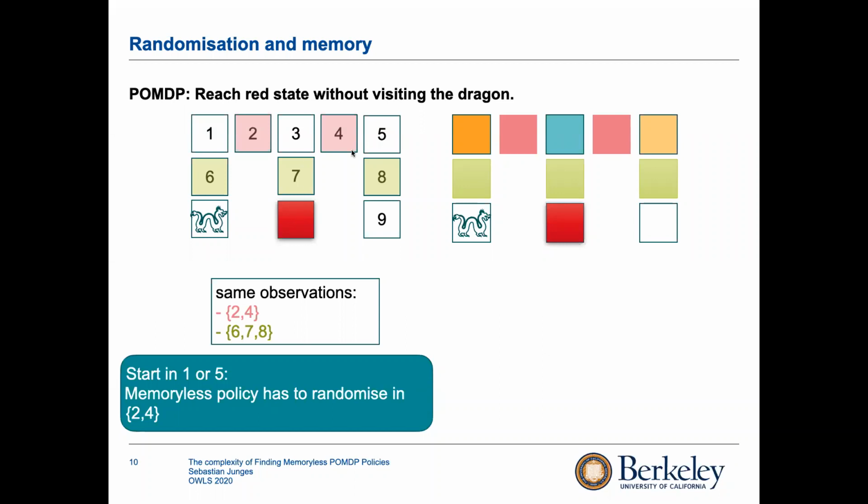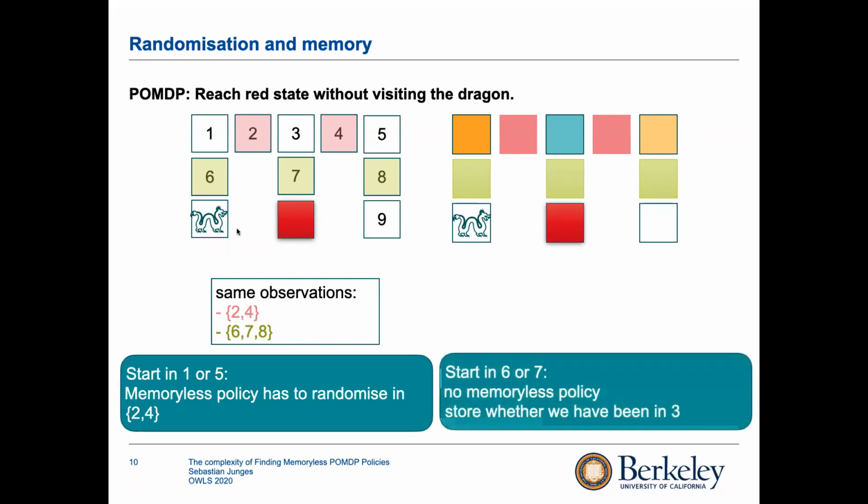But that's not always sufficient. So for example, if we start in state 6 or 7, there is no memoryless policy which will bring you down here. Why not? Well, imagine that you start in state 6. You know for sure that you can never go south. And because we are looking at memoryless policies, in state 7 with the same observation you will then also never go south, and that will prevent you from ever reaching the red state. So in general, you do need memory, and if you restrict yourself to memoryless policies, then randomization may help.